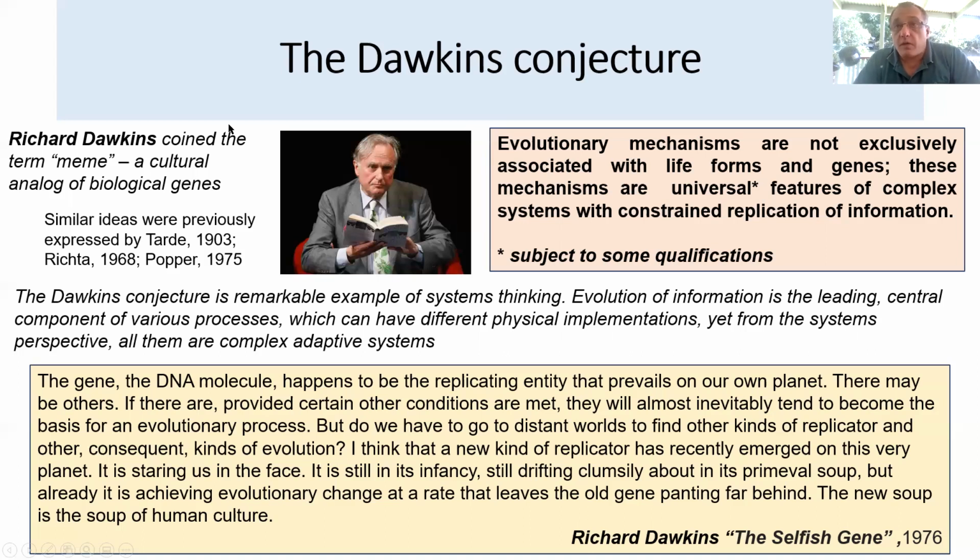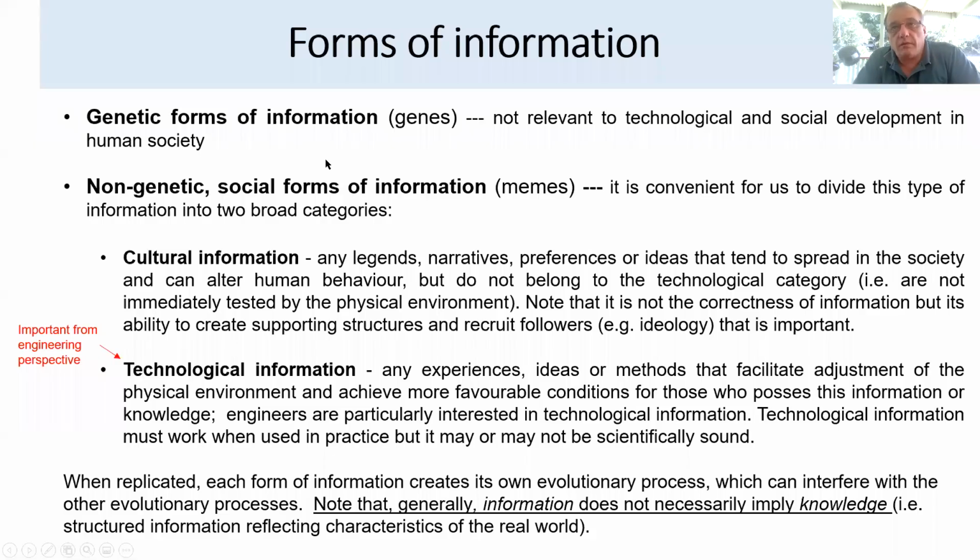So we're going to follow this understanding and analyze technological progress from this systems evolutionary perspective. All different forms of information can be divided into genetic forms and non-genetic forms. Genetic forms are related to biological evolution, and all other forms represent non-genetic information. These forms can be and should be divided into cultural information and technological information. We are interested in technological information. We are engineers, and development of technology, which is the process surrounding technological information, is most important for us.